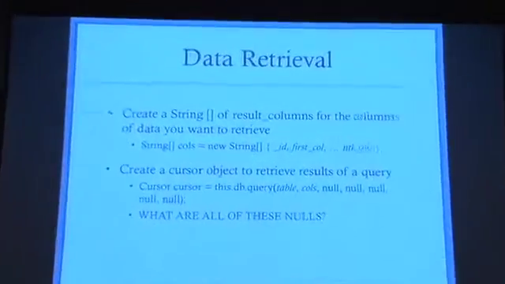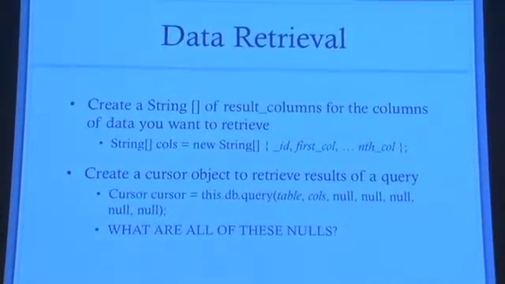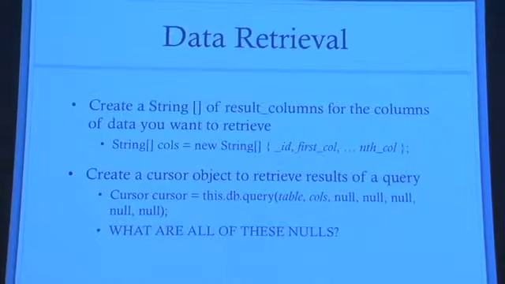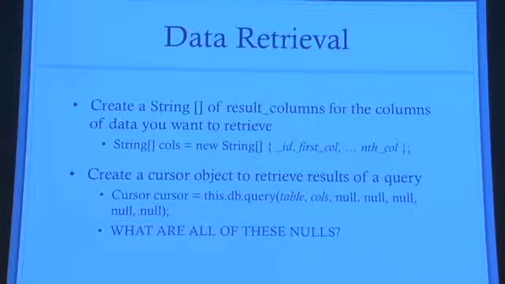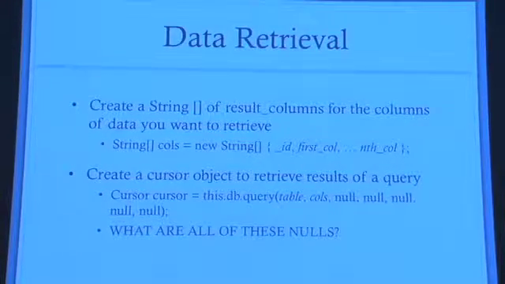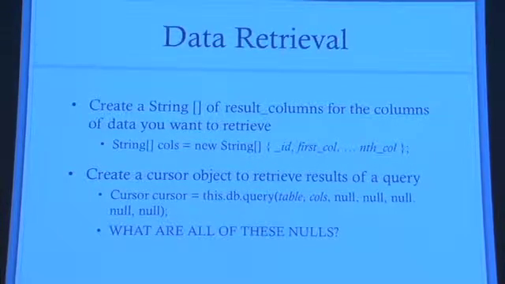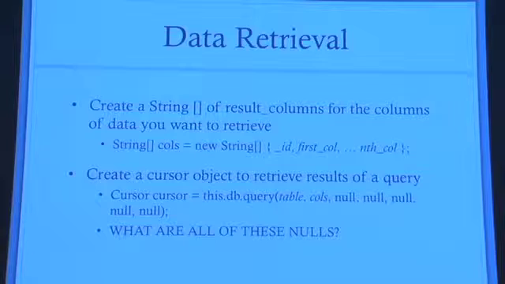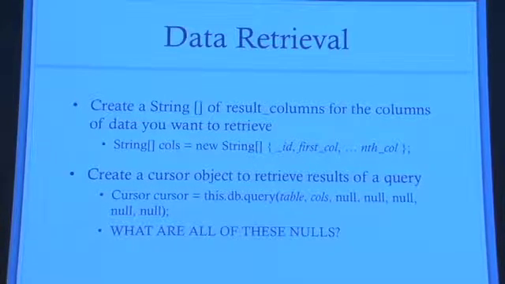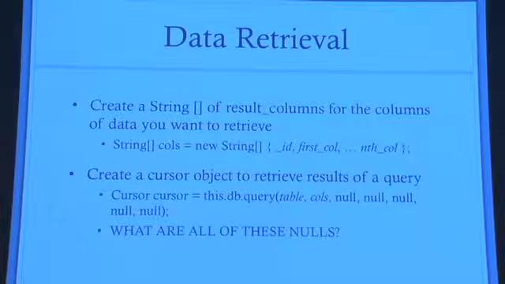To do data retrieval, the first thing that you could do is create a string array of result columns for the columns of data that you want to retrieve. Something like this: String array columns is new string, and then put in the column names of whatever you want to retrieve. That's an optional step. If you don't do that, you can just set that to null, and it's going to retrieve all the columns for you. What you do need to do to get data out of a database is some sort of query. And you can create a cursor object to retrieve the results of a query. So that looks like this.